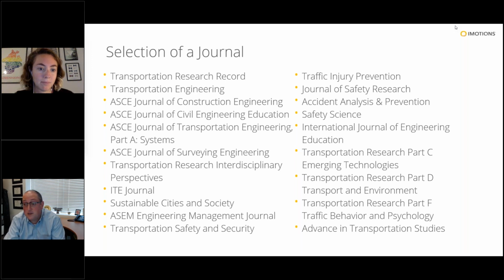This is by no means an exhaustive list, but the mission statements of these journals tend to align pretty well with the kinds of questions that we ask in our lab and the sorts of methods that we employ. So if you're working in this space as well and you're thinking about where you might want to submit articles, here's a reasonable place to start.